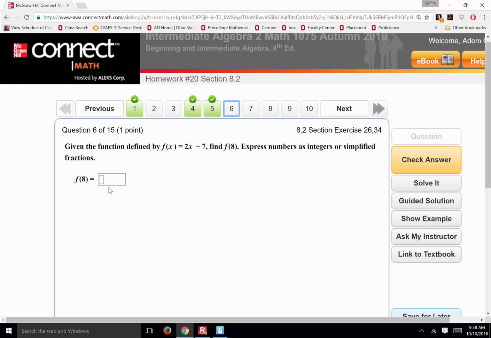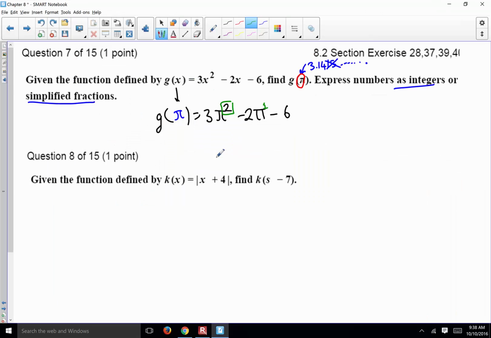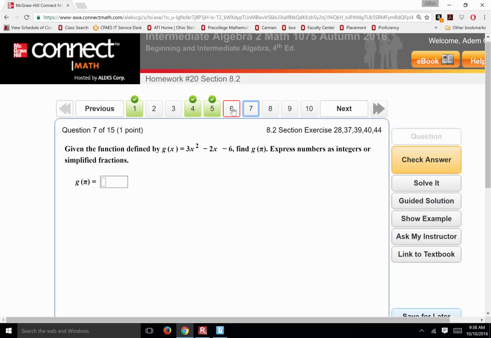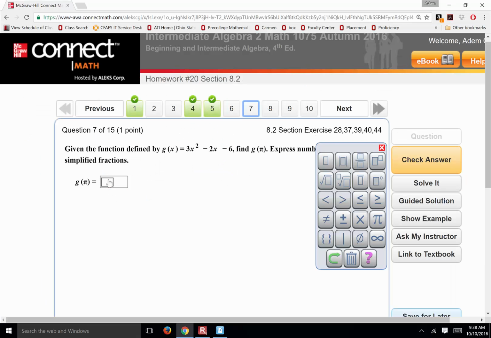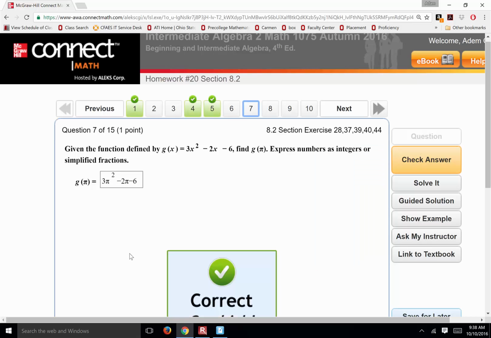So how do we type this in? By the way, we skipped number 6, which is 7. Number 6 is pretty similar to 5. You just type this in with the pi symbols. Pi from the toolbox. Squared. Go down. Minus 2. Pi. Minus 6. All that. Okay.